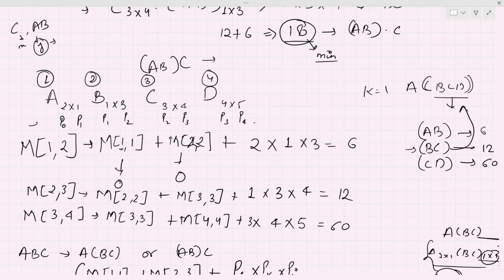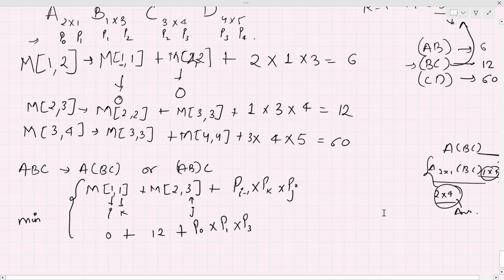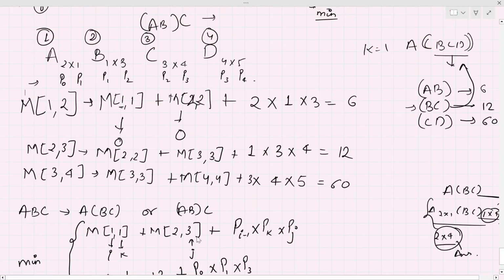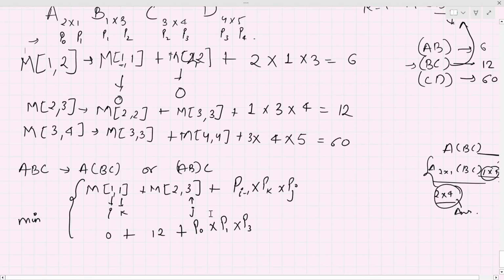Okay, what I do is I write P0, P1, P2, P3. You start with 0 and go till you have covered every matrix. Okay, so you have to do this thing. Now it's very easy. What's the value of P0? You have to write P1, P2, and you will get your answer. So 0 plus 12 plus P0 is 2, value of P1 is 1, and the value of P3 is 4.